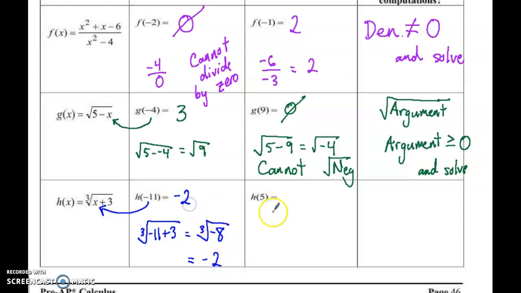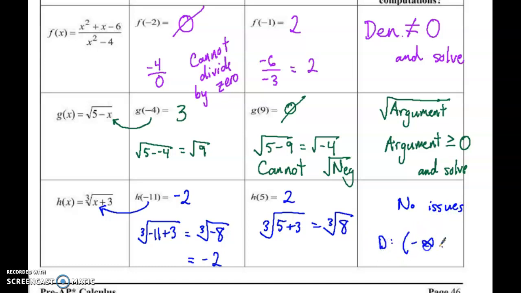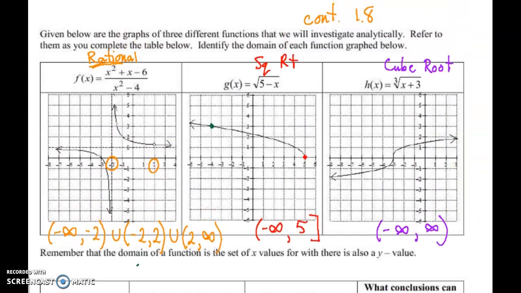So it's okay. Same thing with 5 plugging in. The cube root of 5 plus 3 is the same thing as the cube root of 8, which is 2. So basically, long story short, there are no issues with cube root. The domain will be all reals no matter what. That's why if I scroll back up and look at this, we have arrowheads going in both directions. The range is also all reals from negative infinity to infinity.